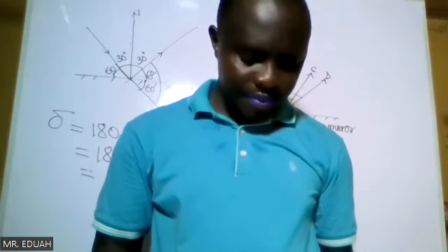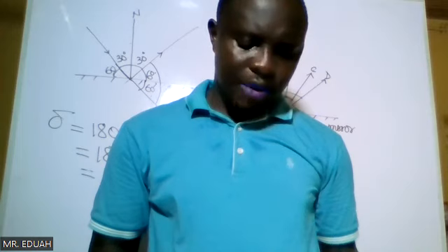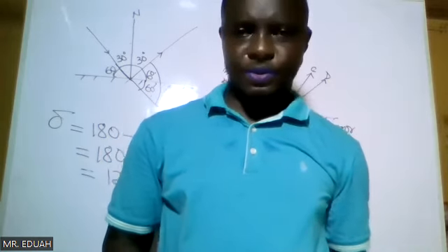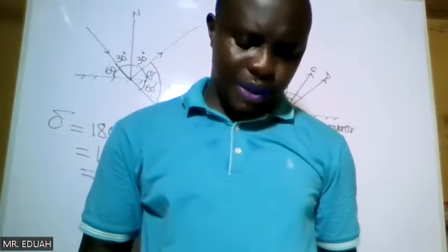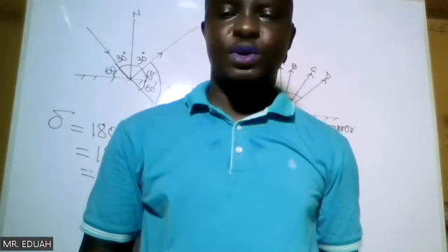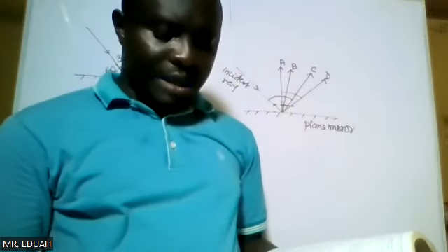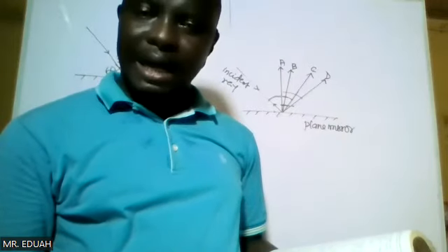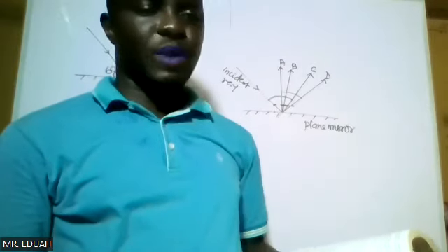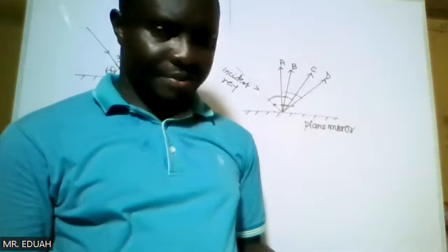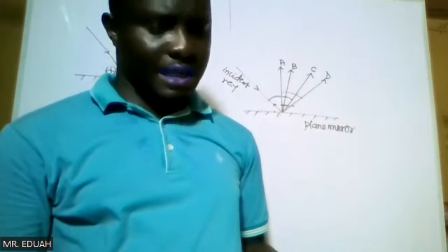Determine the angle at which the ray is incident on mirror two. Then determine the total angle of deviation. Maybe you do it, take that as an assignment, and then send it to me.